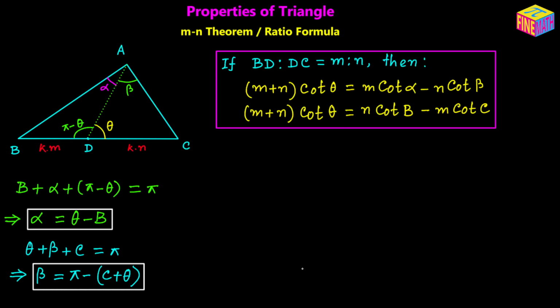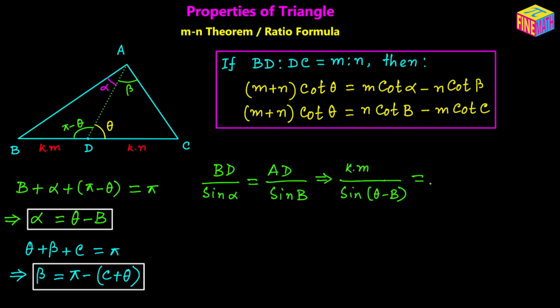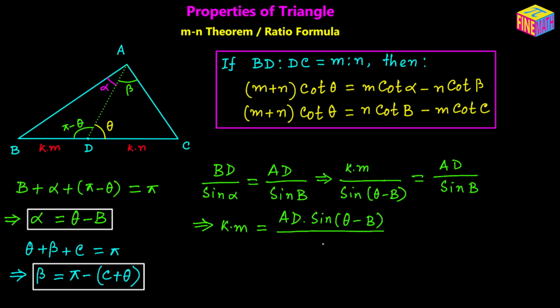So first we are going to use the sine law on triangle ABD, and there we can say BD over sine of alpha is equal to AD over sine of B, and from here we are going to write it as K times M, because BD is equal to K times M over sine of alpha. In place of alpha I am going to write theta minus B, so this will be sine of theta minus B, and that is equal to AD over sine of B, and from here what would be K times M, that will be equal to AD times sine of theta minus B over sine of B.